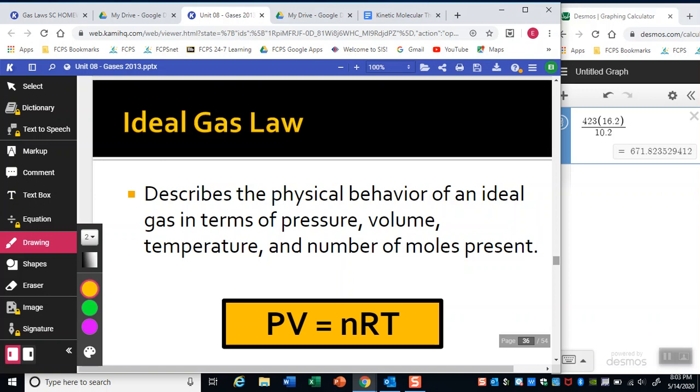PV equals nRT. And it's really easy because basically we already know most of this. We know pressure times volume, right? There's Boyle's law. And then we just bring the T on the other side, right? So volume and temperature are directly related, and that is a direct relationship if they're on opposite sides. So that's Boyle's law and Charles' law there. Now we're just adding these constants here. So n is actually the number of moles.